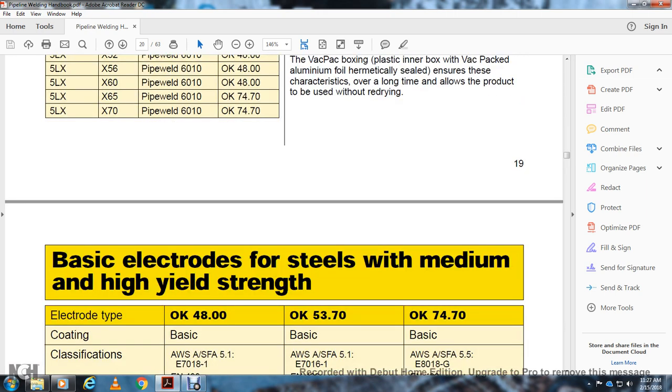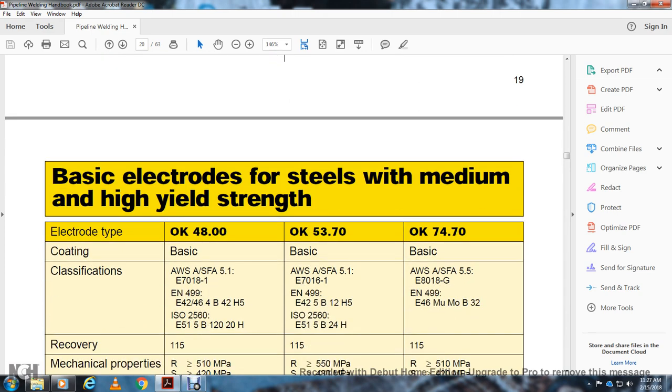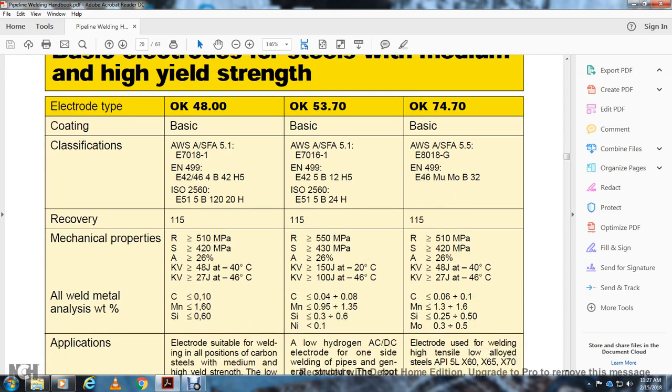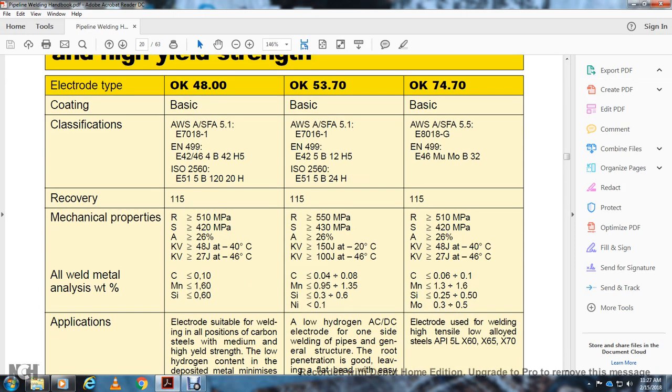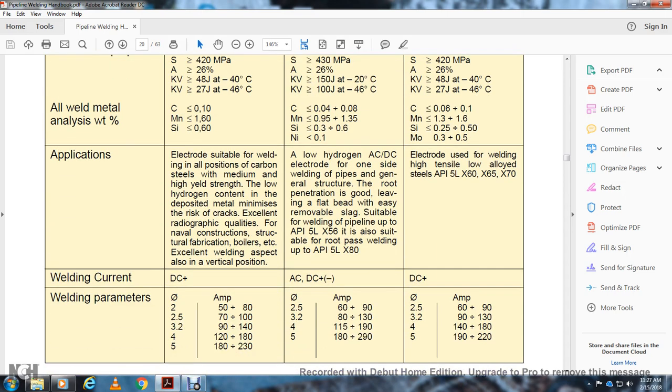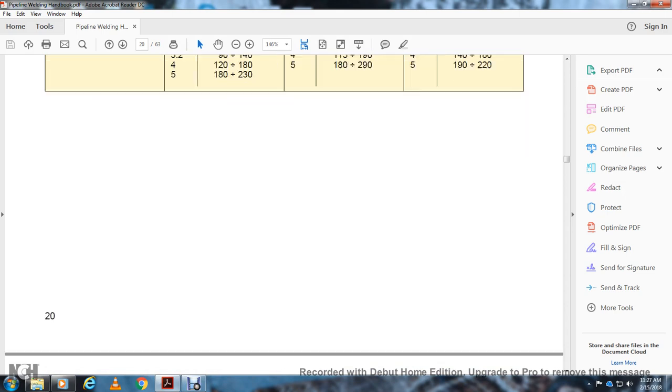Basic electrodes for steel with medium and high yield strength. The electrode types with basic coating are OK 48, OK 43, 5370 and 7047 with the L coating. Then you have the classification, recovery and mechanical properties, all weld material analysis by weight percentage, applications, welding current as direct current straight polarity, AC, direct positive or negative, and welding parameters.